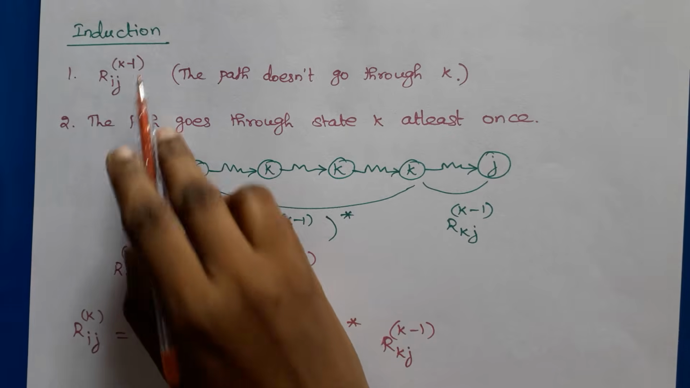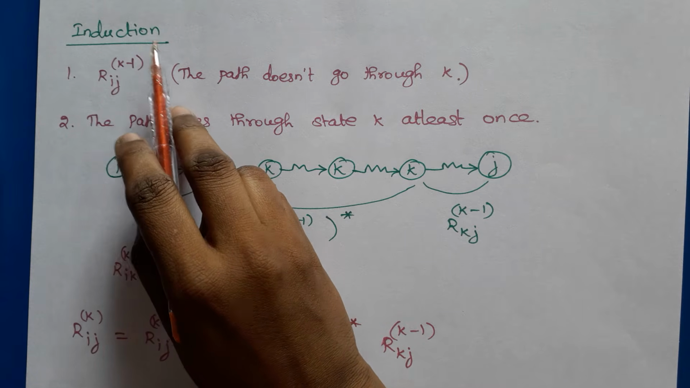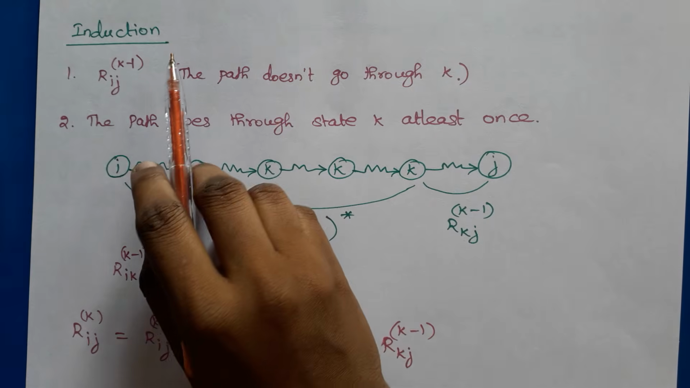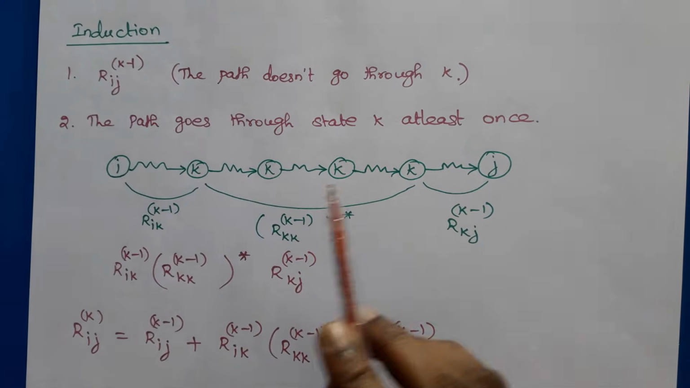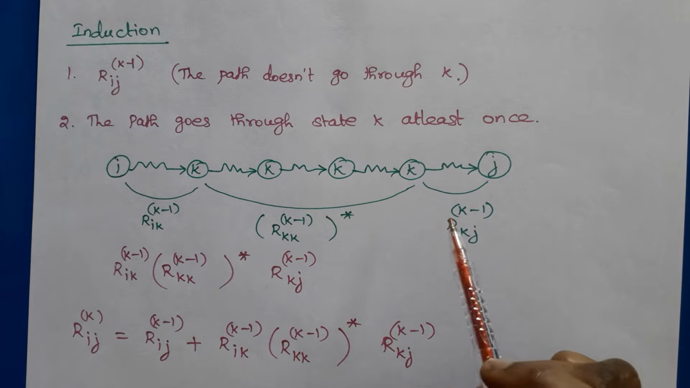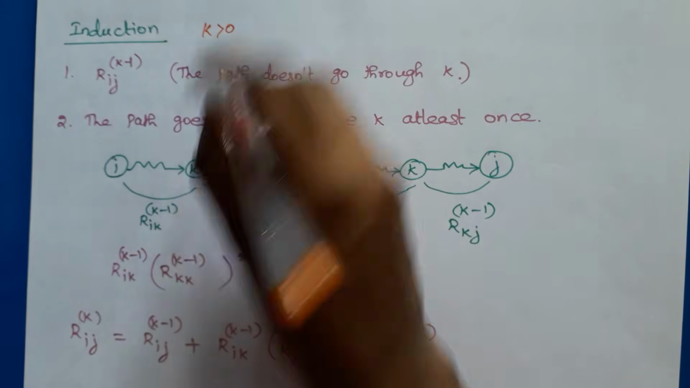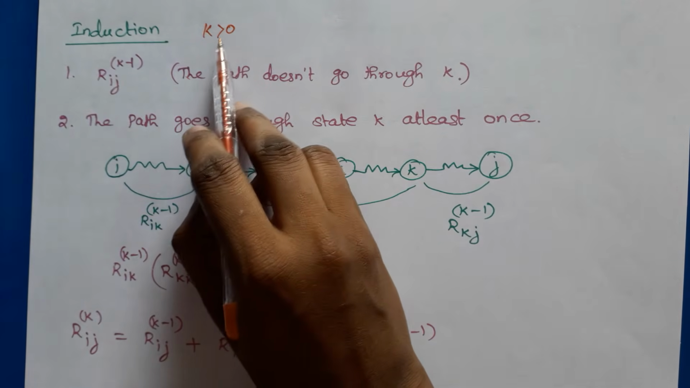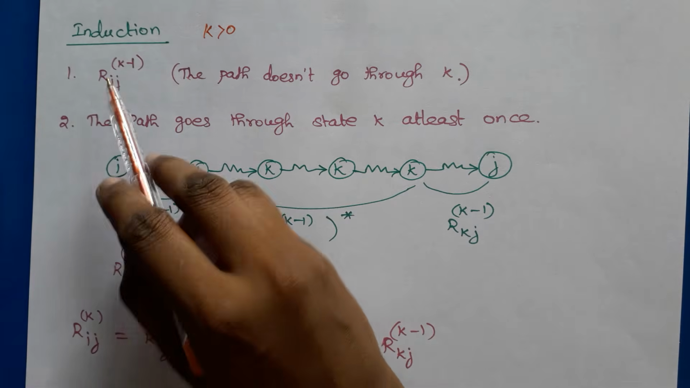In the inductive case, we are going to consider k greater than 0. In the basis condition, we considered k equal to 0, which means no intermediate state from state i to state j. But in the inductive condition, we consider k greater than 0, which means one or more intermediate states between i and j. And here also there are two cases.